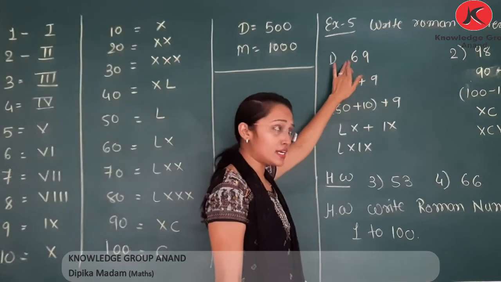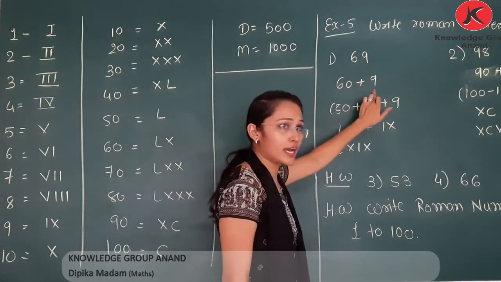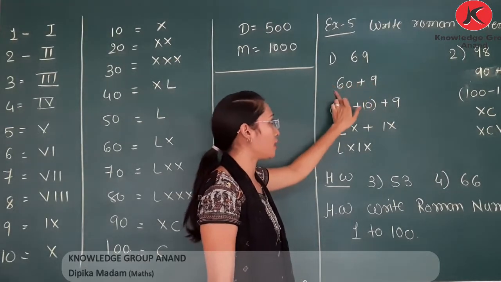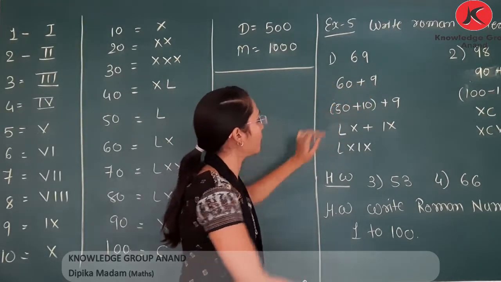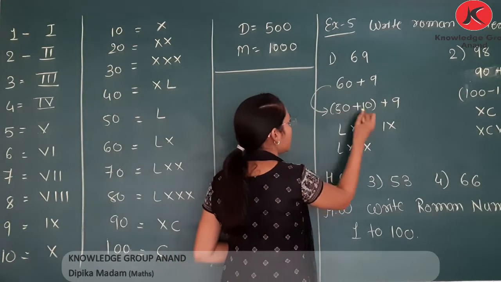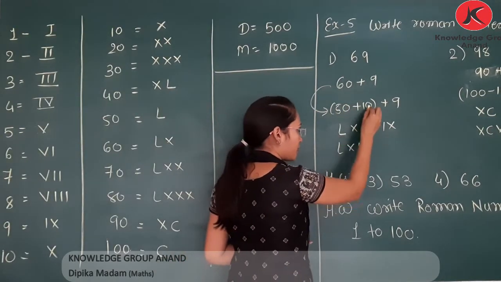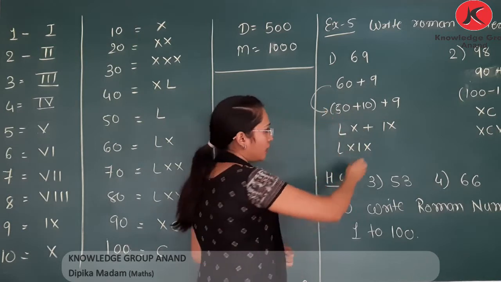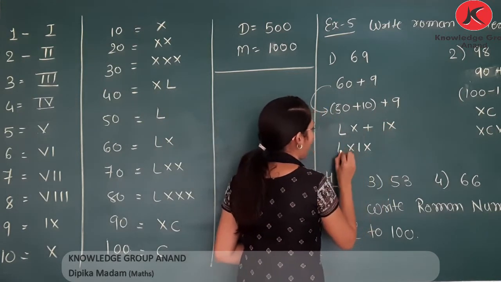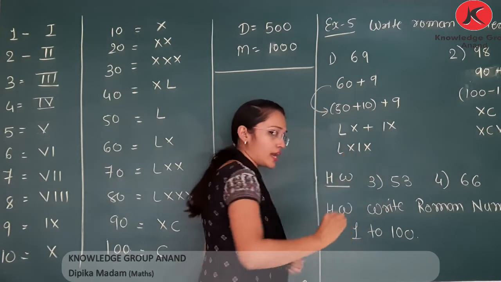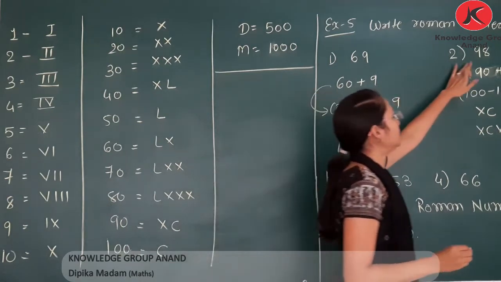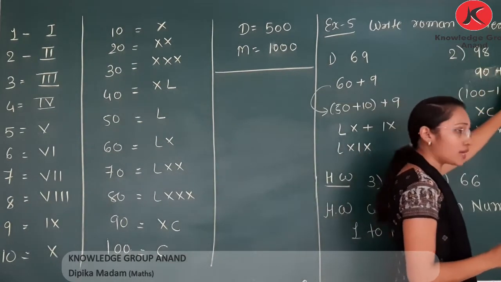69. 69 can be written as 60 plus 9. But what is the Roman numeral for 60? We can write the Roman numeral for 60 from this step, 50 plus 10. Roman numeral for 50 is L. X represents 10. 9 is IX. So LXIX. Okay.